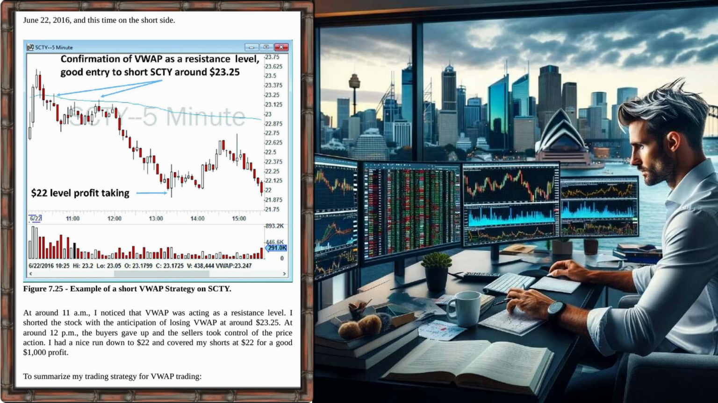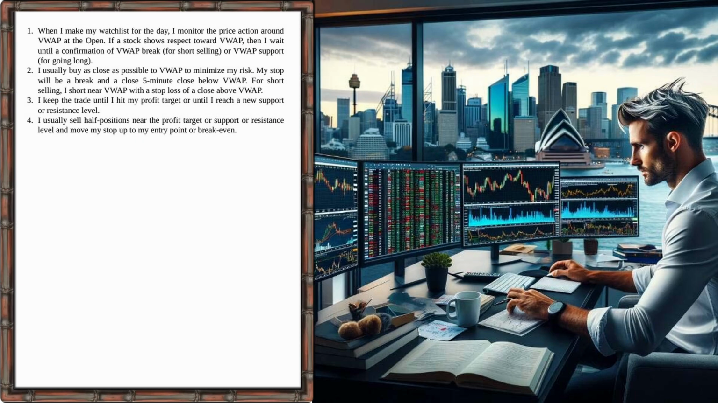To summarize my trading strategy for VWAP trading: 1. When I make my watch list for the day, I monitor the price action around VWAP at the open. If a stock shows respect toward VWAP, then I wait until a confirmation of VWAP break for short selling or VWAP support for going long. 2. I usually buy as close as possible to VWAP to minimize my risk. My stop will be a break and a close, 5-minute close below VWAP. For short selling, I short near VWAP with a stop loss of a close above VWAP.